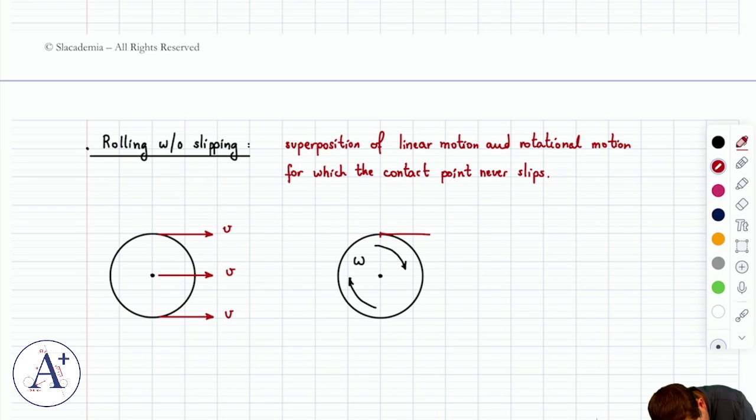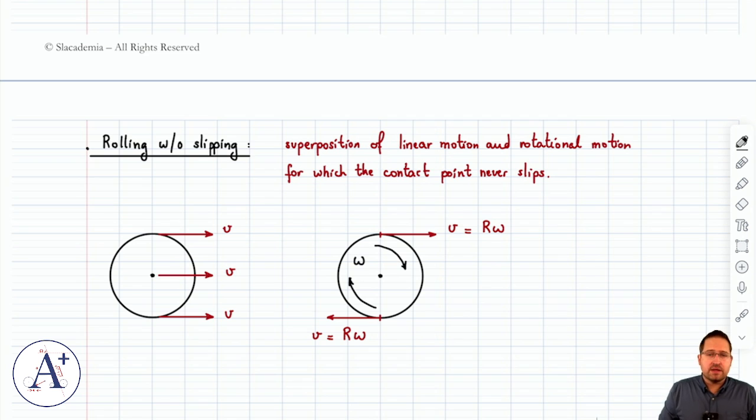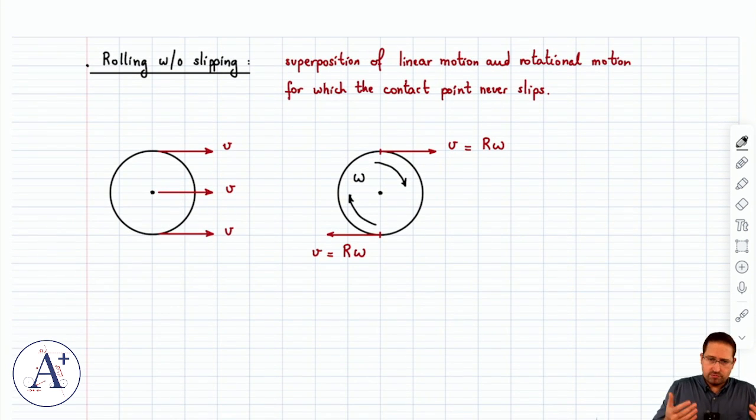However, we saw last week that the speed of this point here is going to be v equals r omega. And the speed of this point here is also the same, just in the other direction: v equals r omega. So on the left I have translational motion, and in the middle here I have rotational motion.